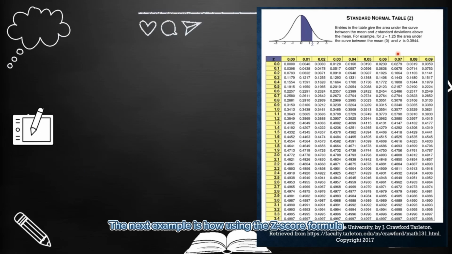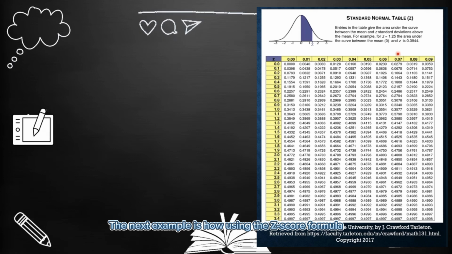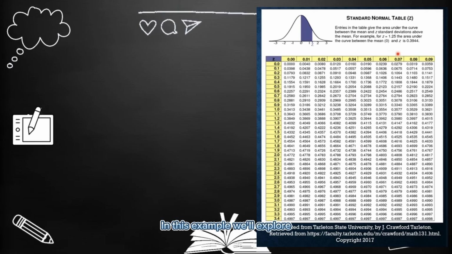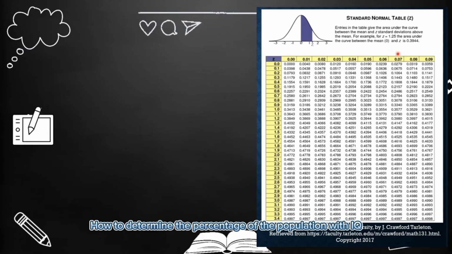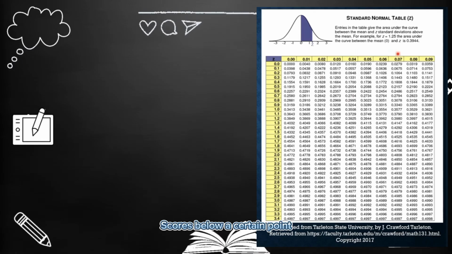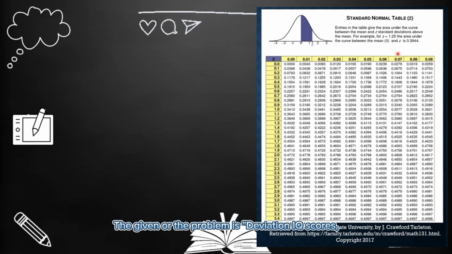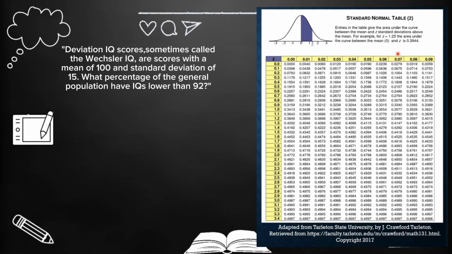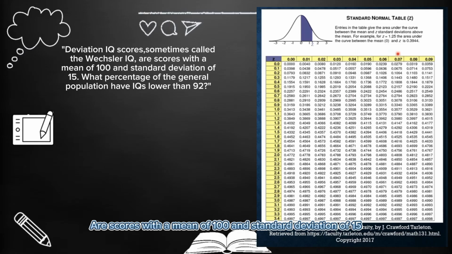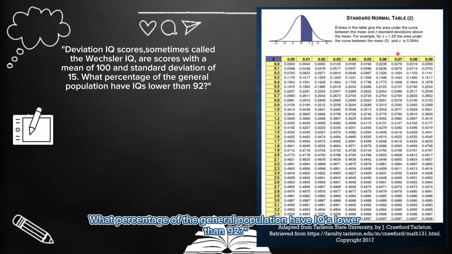The next example is how to use the z-score formula. In this example, we'll explore how to determine the percentage of the population with IQ scores below a certain point. The problem is: deviation IQ scores, sometimes called the Wechsler IQ, are scores with a mean of 100 and standard deviation of 15. What percentage of the general population have IQs lower than 92?